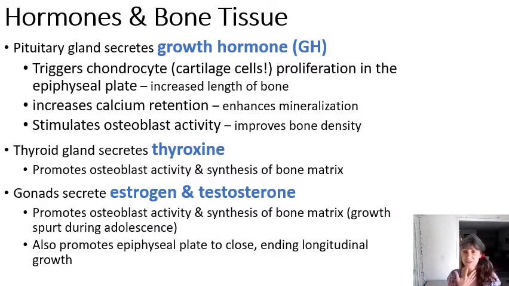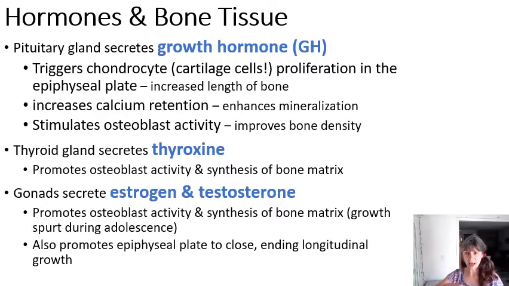The thyroid gland secretes a hormone called thyroxine, which promotes the activity of osteoblasts, as well as promoting the synthesis of bone matrix. Gonads will produce estrogen and testosterone. Estrogen is produced by ovaries, testosterone is produced by testes, and these sex hormones promote osteoblast activity as well as the synthesis of bone matrix. This is what causes a growth spurt during adolescence. They also promote the epiphyseal plate to close, ending longitudinal growth.